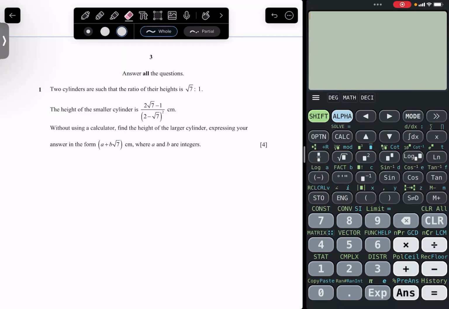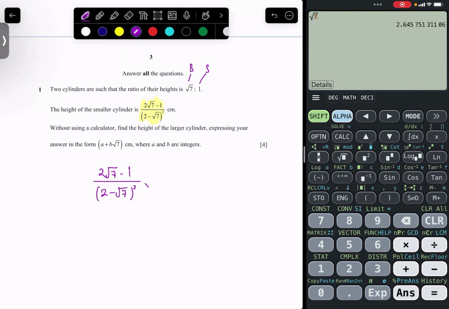So root 7 is 2.645, which is larger than 1. That means this is supposed to be big, and this is supposed to be small. So if the height of the smaller one is this thing, then the larger height would just be this number multiplied by root 7. So (2 root 7 minus 1) over (2 minus root 7) squared, multiplied by root 7.